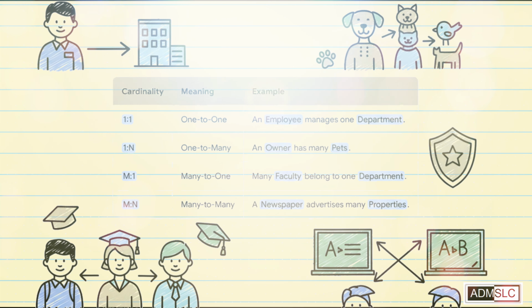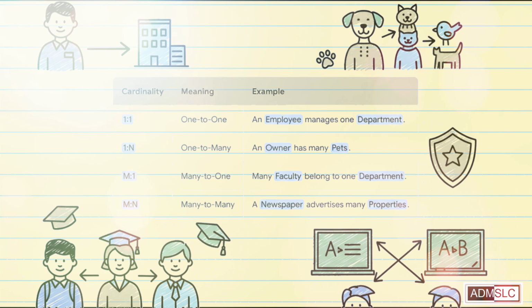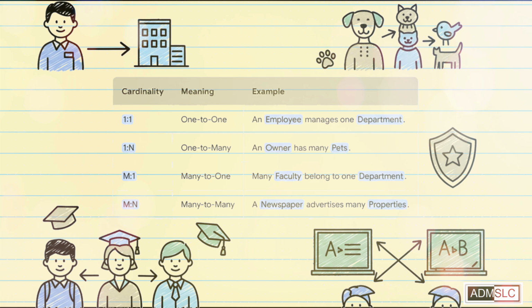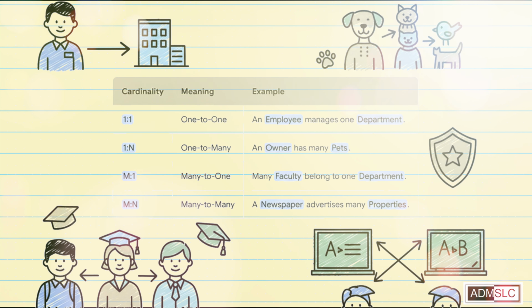You can flip that for many-to-one, like many faculty members all belonging to one department. And then there's the many-to-many, which can get a bit complex, like how many newspapers can advertise many different properties. Getting this cardinality right is everything. It's what makes the whole system logical and stops you from putting in data that makes no sense. This is really the heart of the design.